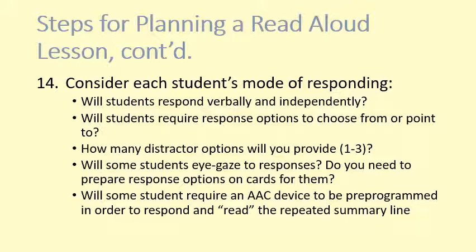How many distractors do you want to provide in your response array? I would encourage you to go at least 3 distractors so that you have an array of 4. But if you feel like that's too many, you can do 3 distractors with a correct response, or 2 distractors and a correct response. Also, we won't likely have students who eye gaze in tutoring, but you might in your classroom. So you'd want to consider how will they respond? What do they need? And also students who use AAC devices. What do you need to have programmed and ready for them to respond with? All right.